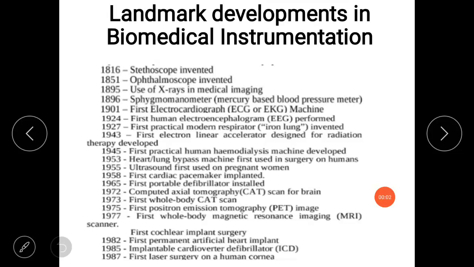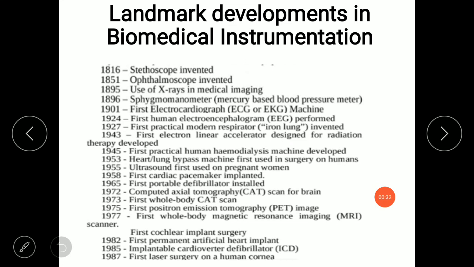Hello students. In the last lecture, I discussed what biomedical instrumentation is, what biomedical engineering is, what the role of instruments in the medical field is, and how it has impacted human life. I hope through the last lecture, you might have understood the necessity of this subject, why we are studying it, and the importance of biomedical instrumentation.